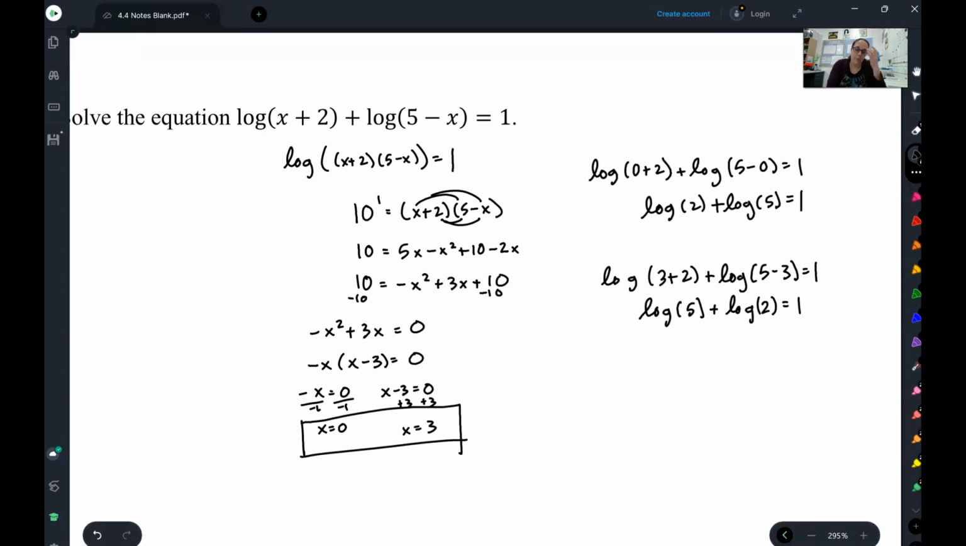So that was some practice solving logarithmic equations by looking at them and knowing what to do first. In the next video, we'll talk about a logarithmic story problem and solving a logarithmic problem that's a little more complicated.